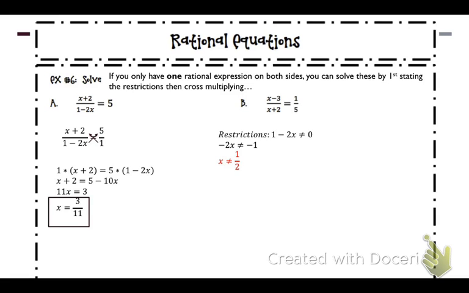Okay, you would do example B in the same way. The restriction there would be negative 2 because the x plus 2 cannot equal 0, so x cannot equal negative 2. Cross multiply that, and then you would just solve. Okay?